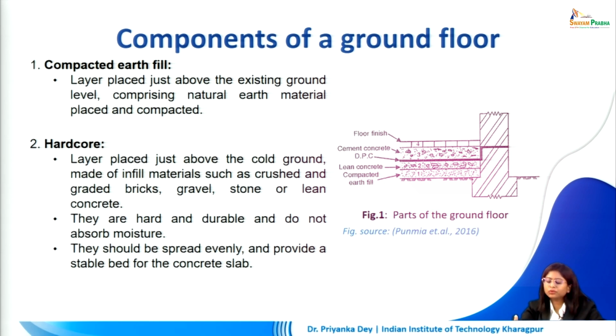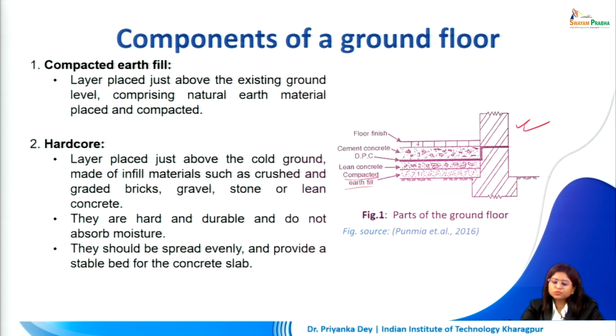Here, if we see the cross section of the ground floor, we'll see that the first part is the compacted earth fill, which is the layer placed just above the existing ground level, and it comprises natural earth material which is compacted properly in a level surface above which the rest of the parts of the flooring would come up.